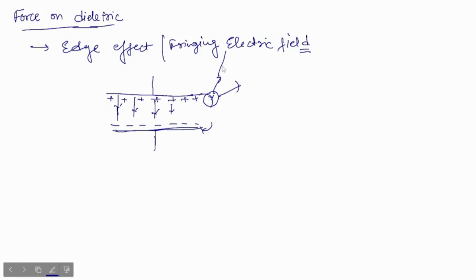And due to this edge effect, when a dielectric is inserted or placed near a charged capacitor, then due to this fringing electric field, the dielectric slab will experience a net force towards the capacitor, or inside the capacitor. But when the slab is fully inserted, the net force will be 0. How does this force come into play? Let's see via a diagram.